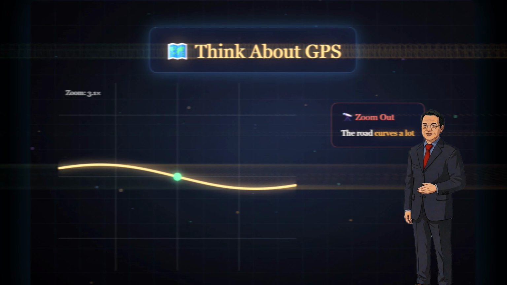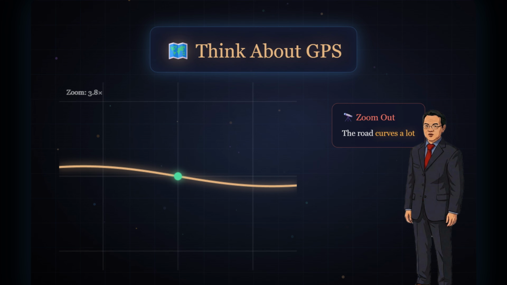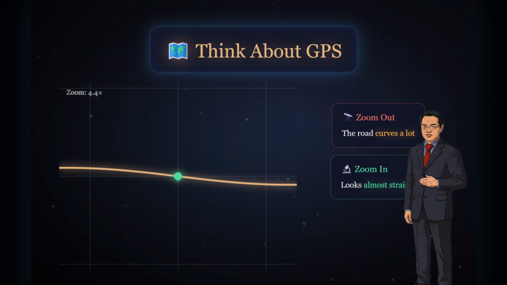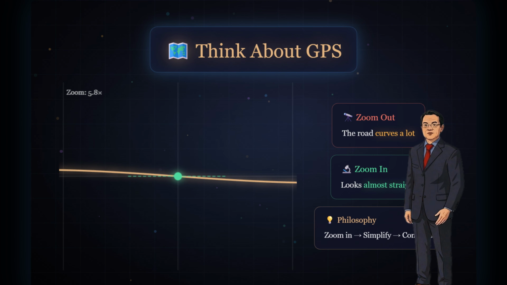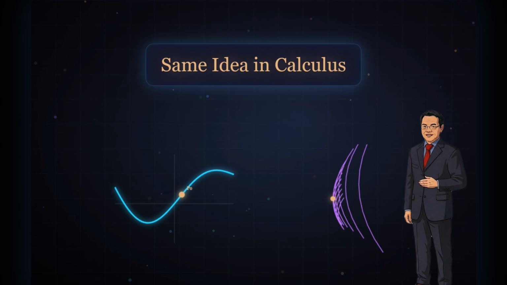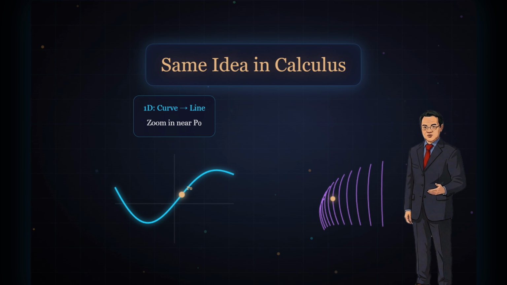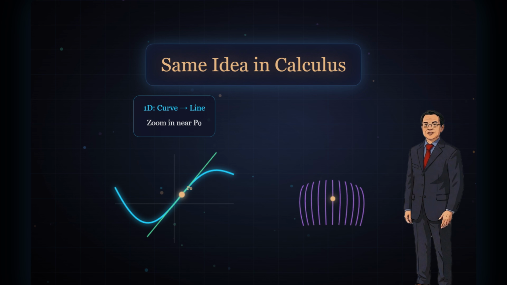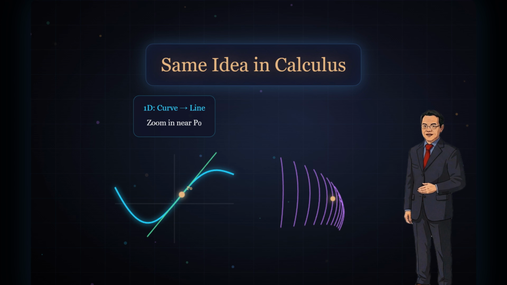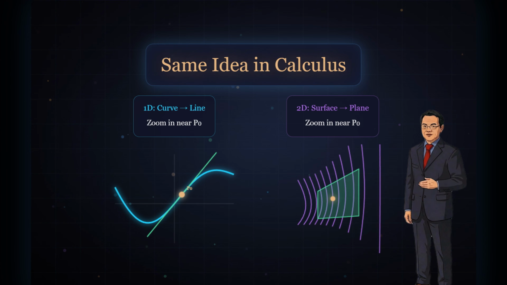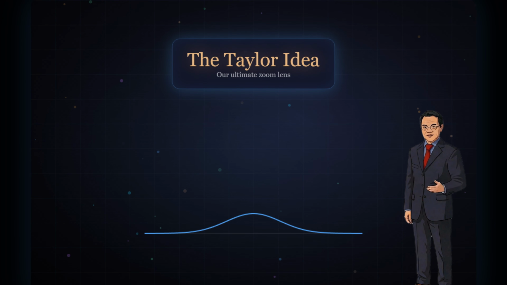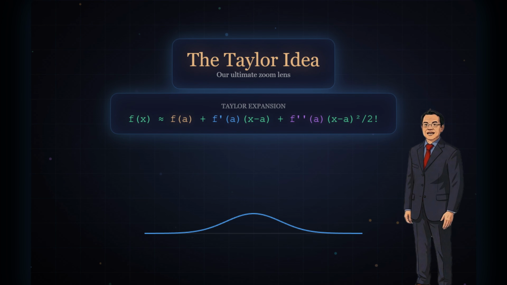Think about GPS. When you zoom out, the road curves a lot, but zoom in close enough, and that same road looks almost straight. That's the philosophy of approximation. Zoom in locally, simplify the shape, and compute quickly. Same idea in calculus. Zoom in on a smooth curve near a point, call it P0, and it starts looking like a line. Zoom in on a smooth surface near P0, and it starts looking like a plane. And our ultimate zoom lens is the Taylor idea.